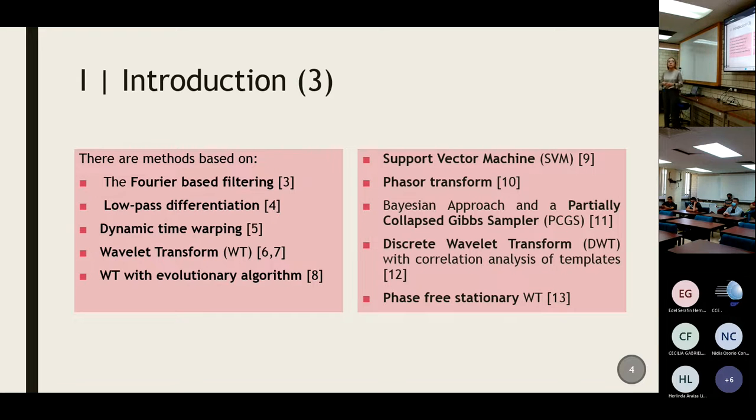These methods are based on Fourier-based filtering, wavelet transform, phasor transform, phase-free stationary, Bayesian approach and partially collapsed Gibbs sampler, discrete wavelet transform with correlation analysis of templates, low pass differentiation, dynamic time warping, wavelet transform with evolutionary algorithms, and support vector machine.